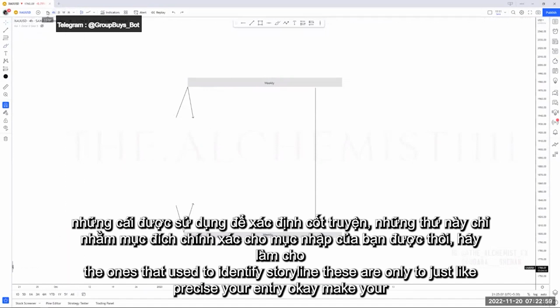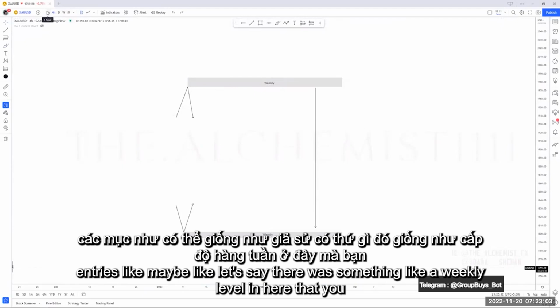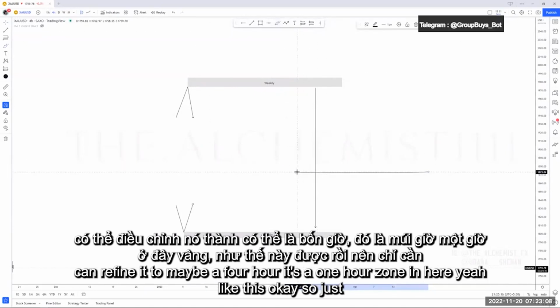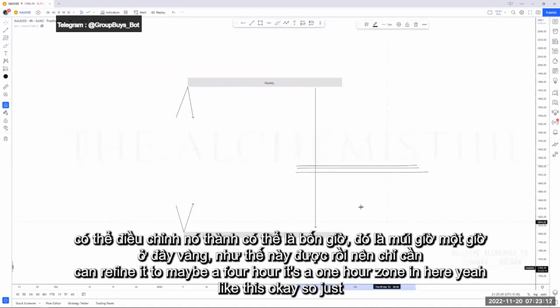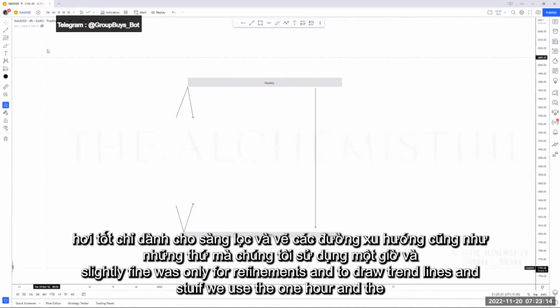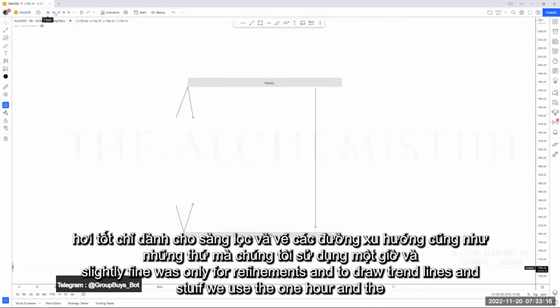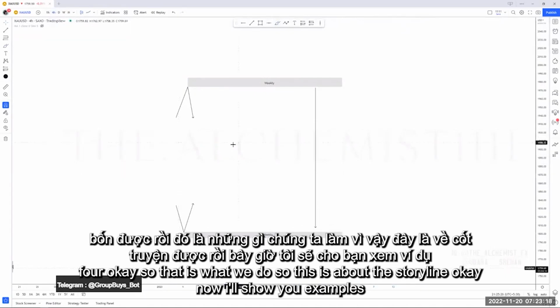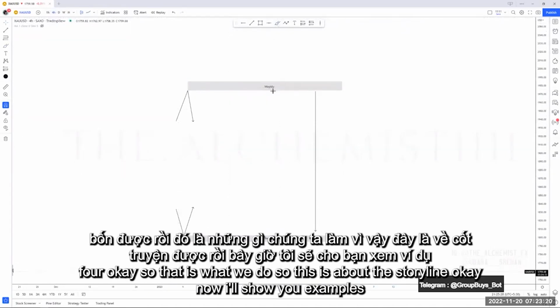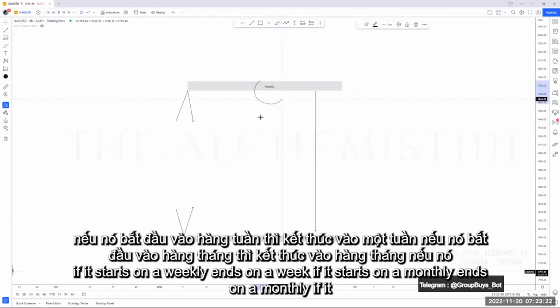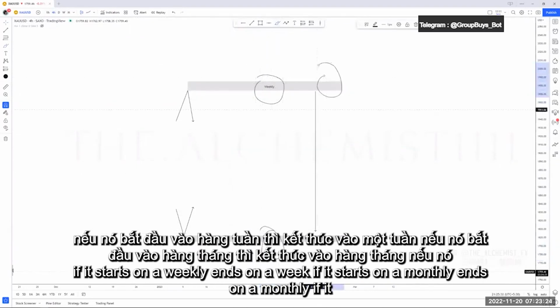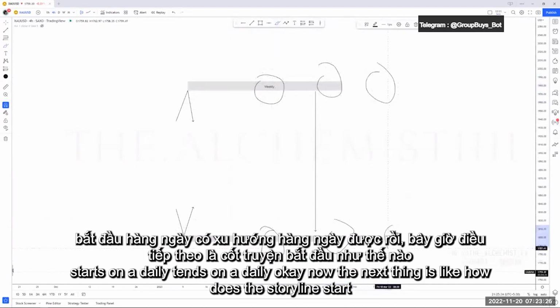The lower ones are only to precise your entries. Let's say there was a weekly level in here, you can refine it to maybe a 4 hour or 1 hour zone in here. So just slight refinements. Only for refinements and to draw trend lines, we use the 1 hour and the 4 hour. So this is about the storyline. Now I'll show you examples. If it starts on a weekly, it ends on a weekly. If it starts on a monthly, it ends on a monthly. If it starts on a daily, it ends on a daily.